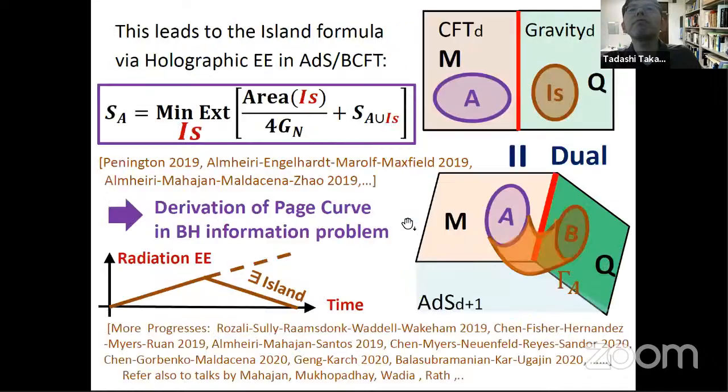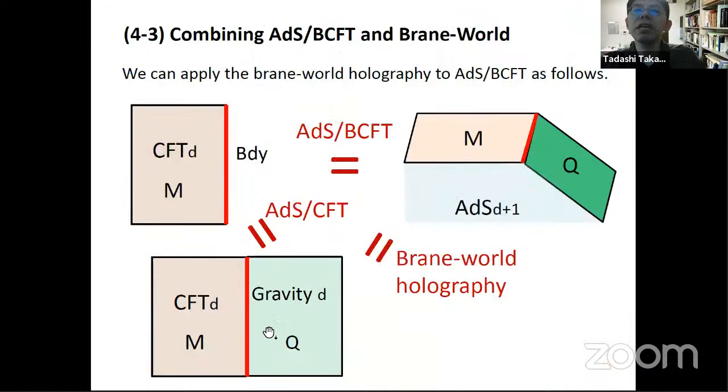By using this double holography, we can derive the so-called island formula discussed by the authors. This formula is essentially the same as the holographic entanglement entropy in AdS/BCFT, because of this setup. We want to calculate the entanglement entropy of a CFT coupled to gravity. This is basically the idea of the island formula. But this situation is the same as this AdS/BCFT, and we know how to calculate it.